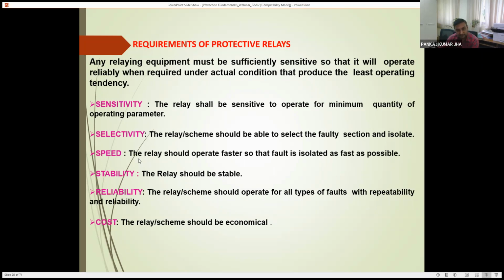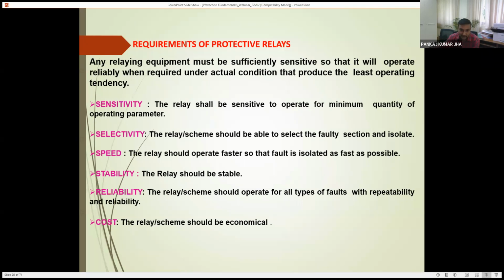Speed, I have already explained in the initial third or fourth slide: the relay should operate as fast as possible to isolate the fault. Why should it operate as fast as possible? Because if you isolate the fault in minimum time, then the damage in the system will be minimum, because the time is minimum, so I squared RT will be minimum. Stability: the relay should be stable. It should not operate for undesired or abnormal conditions which are not faults, such as overloading or power swing.